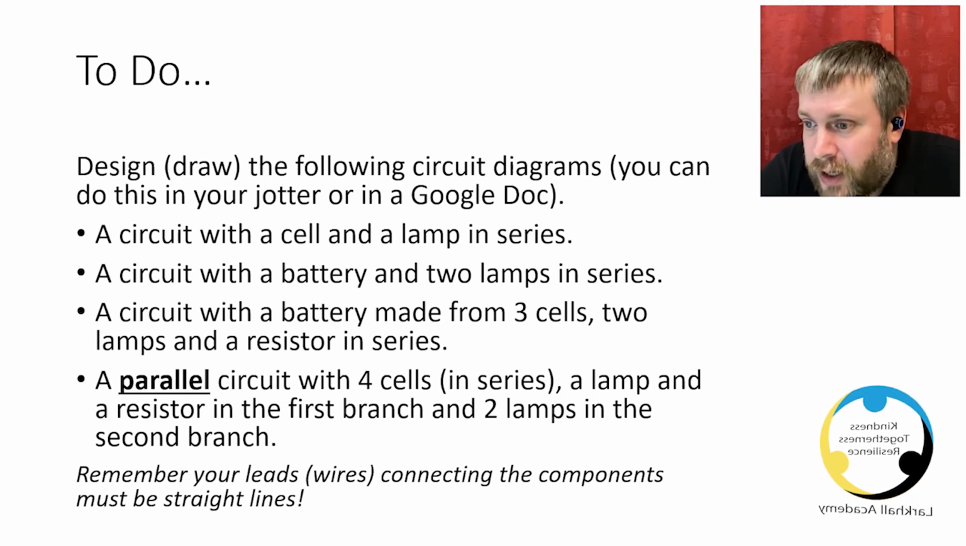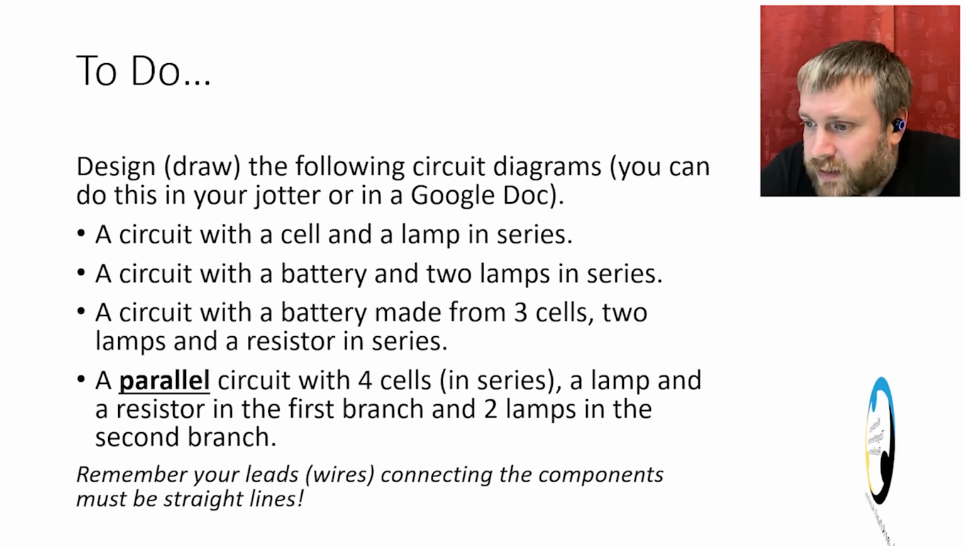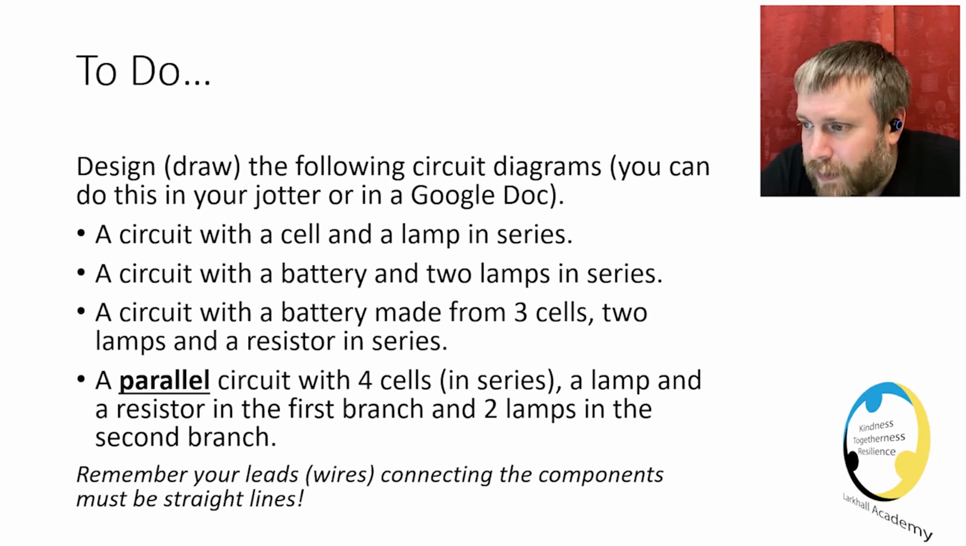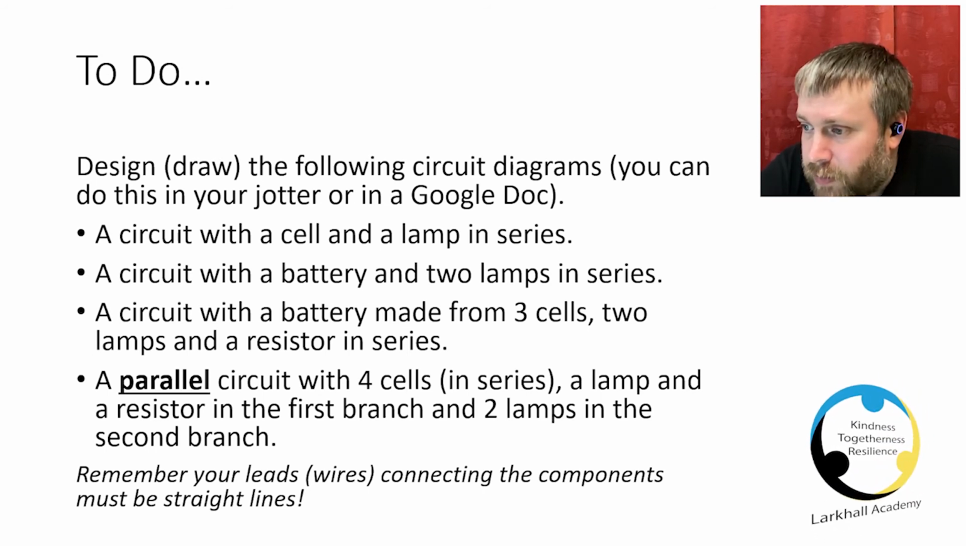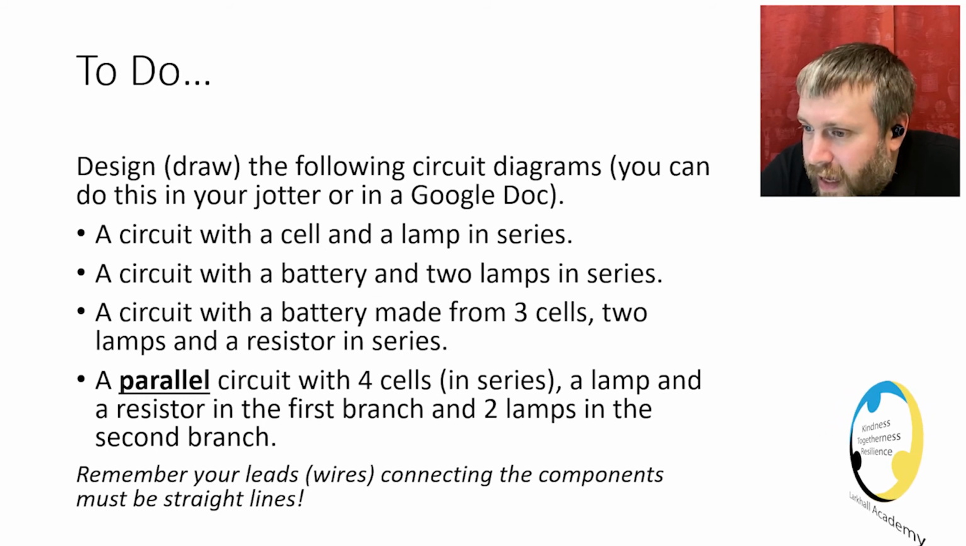So, 4 circuits here. The first 3 are series circuits. The first one is a circuit with a cell and a lamp in series. The second one is a circuit with a battery and 2 lamps in series. The third one is a battery made from 3 cells, 2 lamps and a resistor in series.